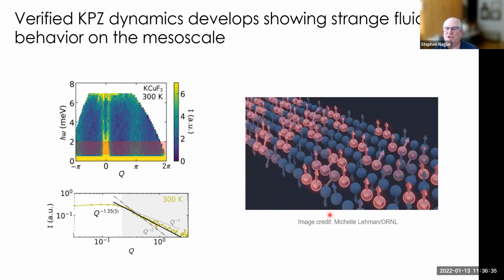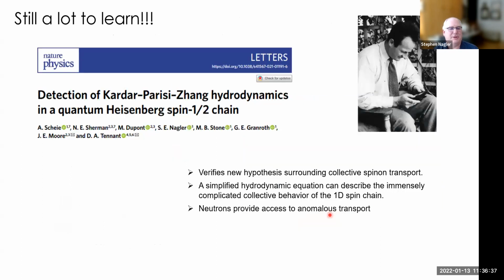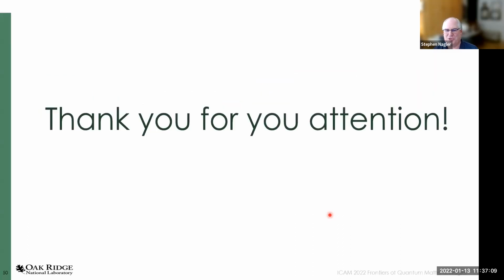Since I can't see the time, I'll just mention that we still have a lot to learn about this. The data is published if people want to look at it. It verifies the hypothesis that has come out in the past few years about spinon transport. It's surprising that it applies in this quantum system, and it's also surprising that you can find out something about transport properties in this limit from neutron scattering. So thank you for your attention.